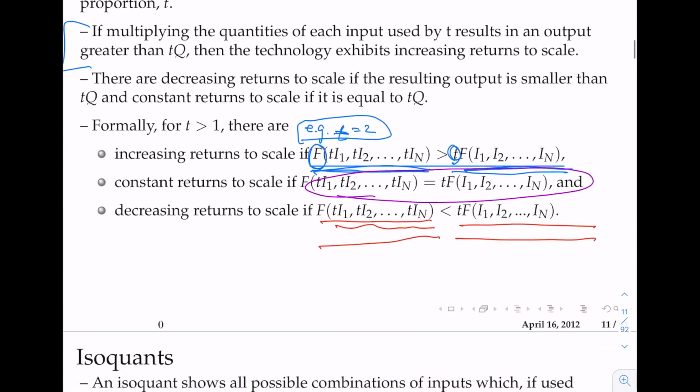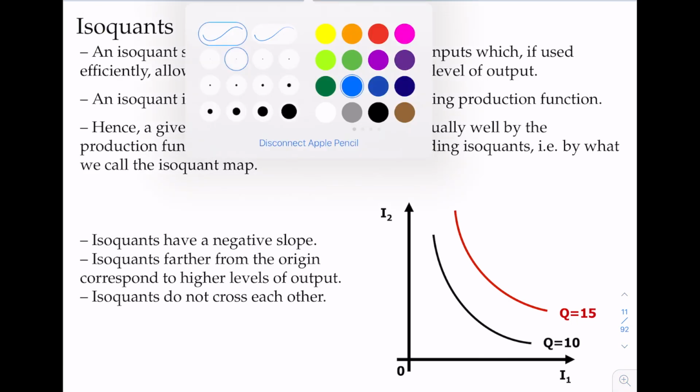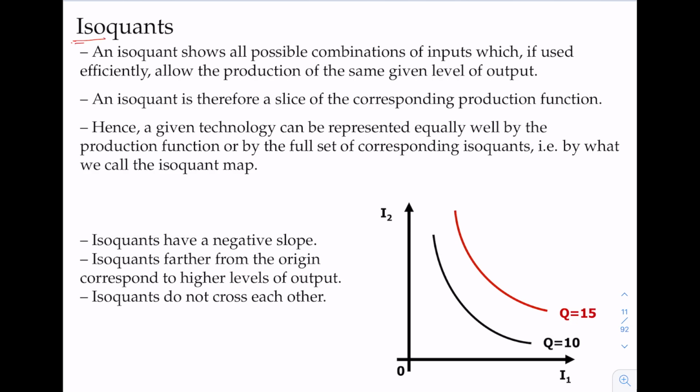So we talked about the return to scale, and we're going to talk about isoquant today. So what is isoquant? Iso means the same, and quant of course means quantity, right? So isoquant means the same quantity. In other words, an isoquant curve is the set of all the possible combinations of inputs, if used efficiently, that allow the production of the same given level of output.